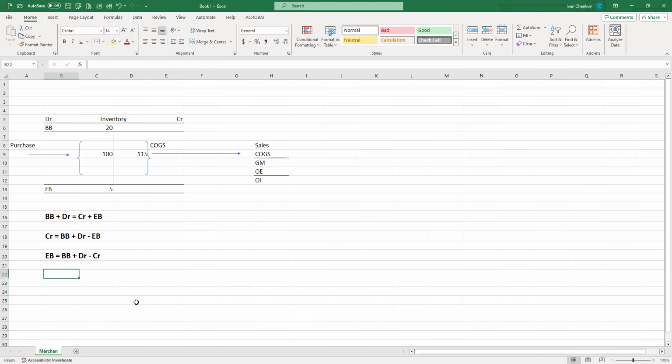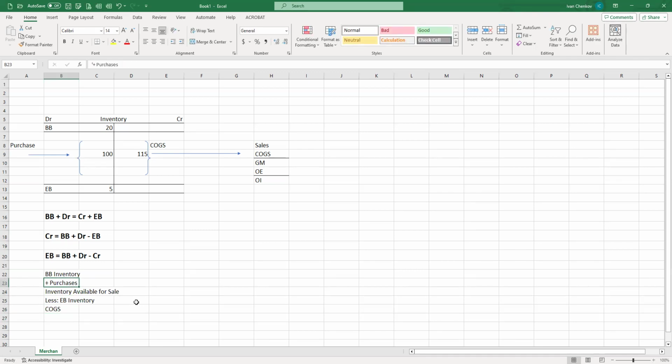So in other words, you can do it easily. Beginning balance of the inventory plus purchases gives us inventory available for sale. We're not going to keep that inventory, we want to use it. Since we're selling the inventory available for sale, we're going to deduct, less ending balance of the inventory, and we're going to get cost of goods sold.